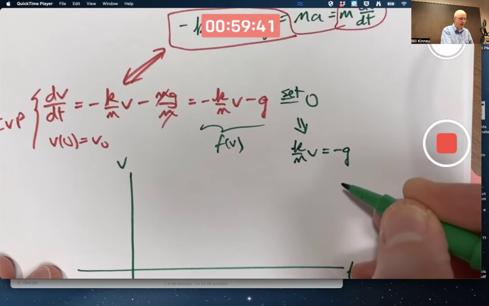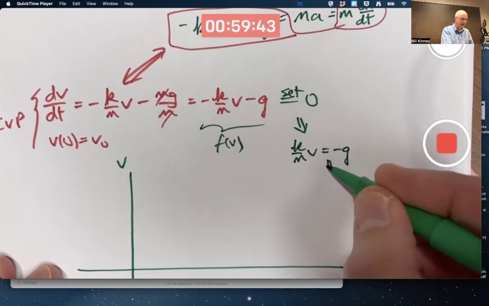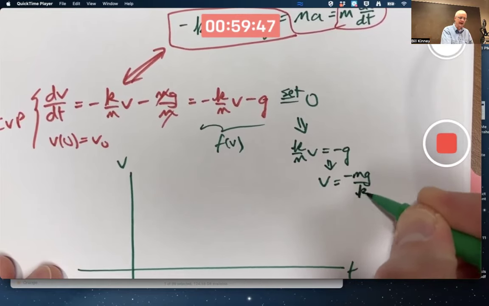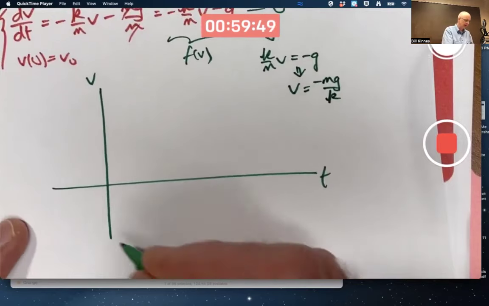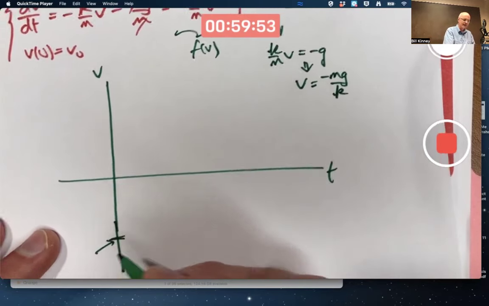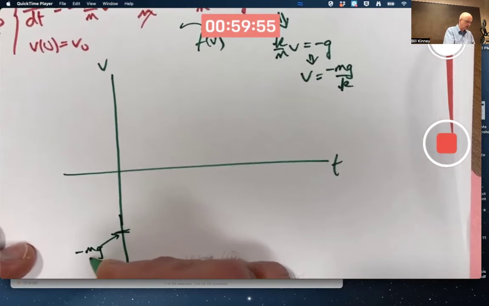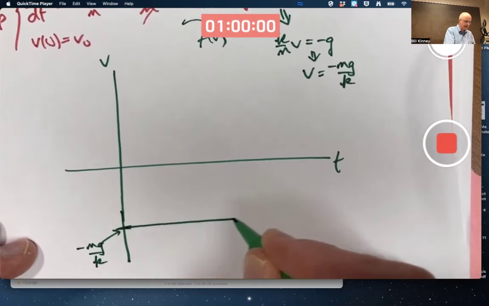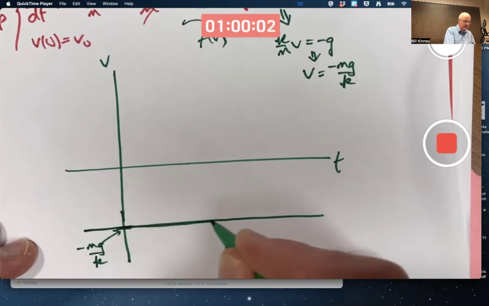Then divide or multiply both sides by m over k. V is going to be negative mg over k. That seems to be an equilibrium solution. It's negative. Does that make sense? If that's negative mg over k, mg and k are all positive. That is evidently an equilibrium solution.